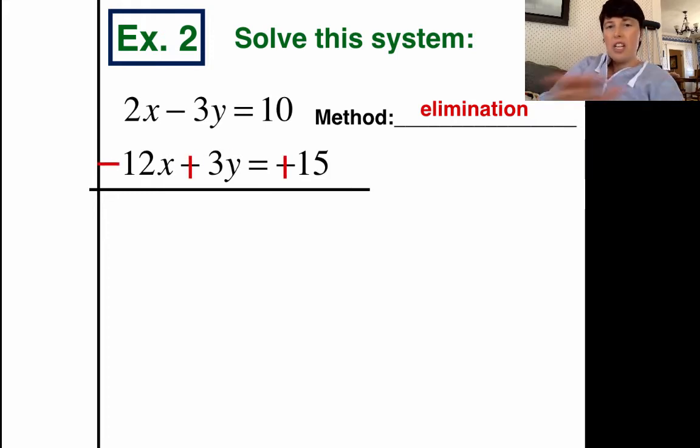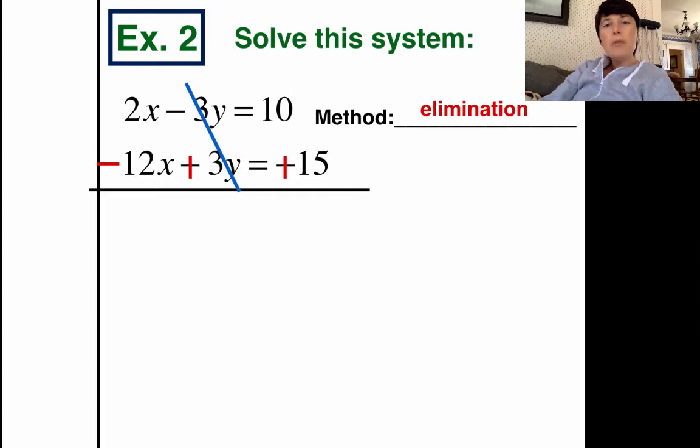So I'm thinking, let's change all the signs. Let's take the 12 away, let's add the 3y, and let's add the 15. I'm going to change the signs on the bottom equation. That way, the negative 3 and the positive 3 will cancel out. So I'm going to cancel those out, I'm going to eliminate them, and then I'm going to do my math.